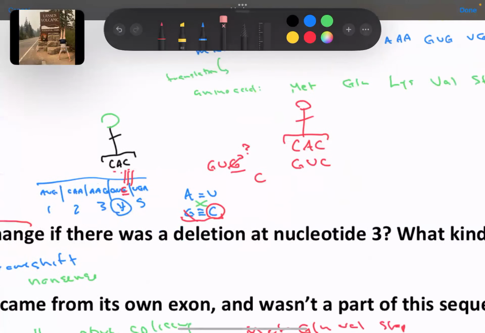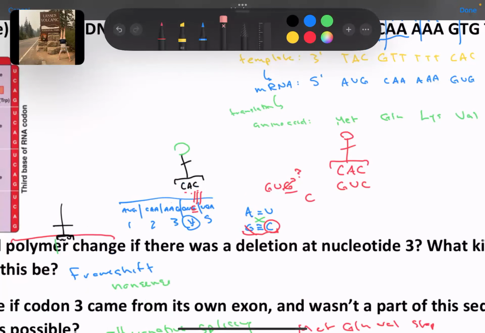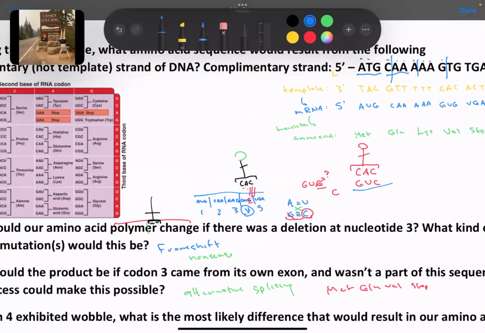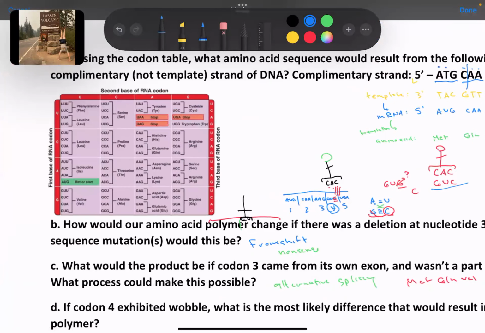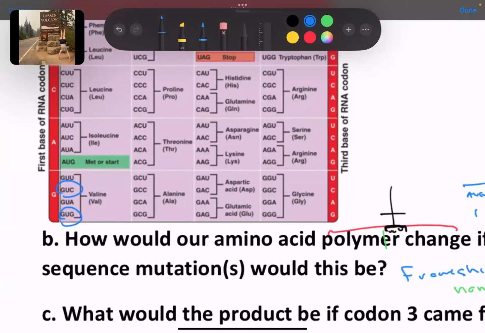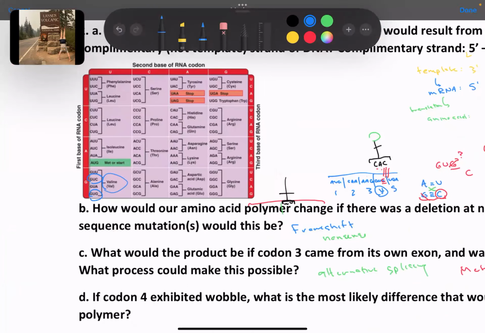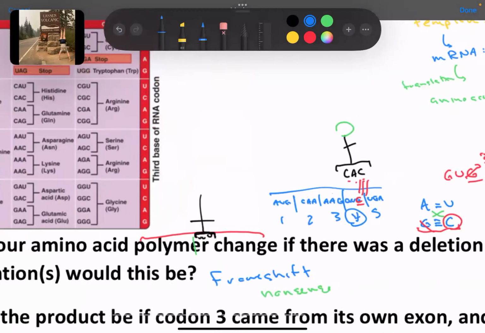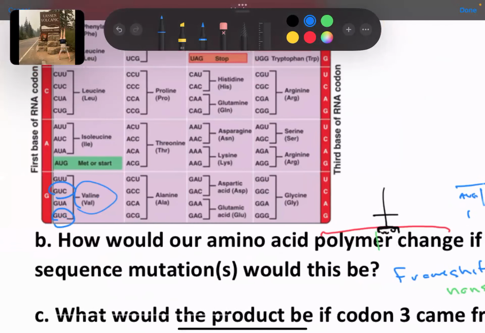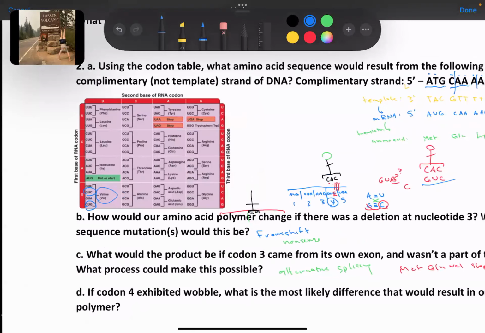And if we had GUC as our mRNA sequence, that's going to code for a different amino acid, probably. So let's look. We wanted GUG, but we had GUC. Oh, wow. Very fortunately, that still codes for valine. That's very good, very nice. So even though we had this mutation, we technically wouldn't experience wobble. I should have done a better example. I should have prepared this beforehand. Whatever, you get the point.